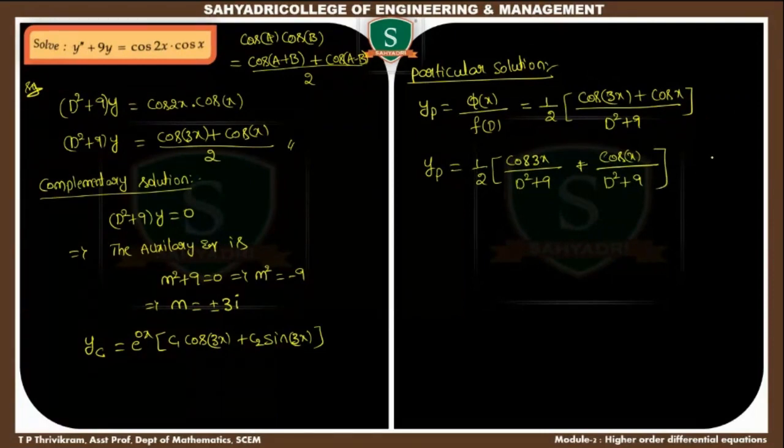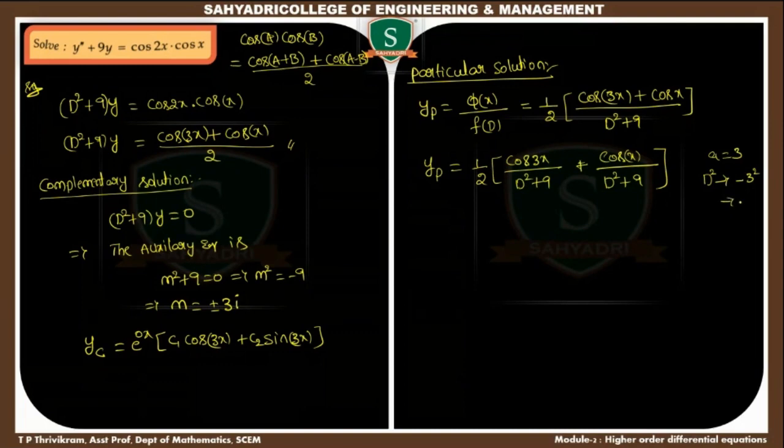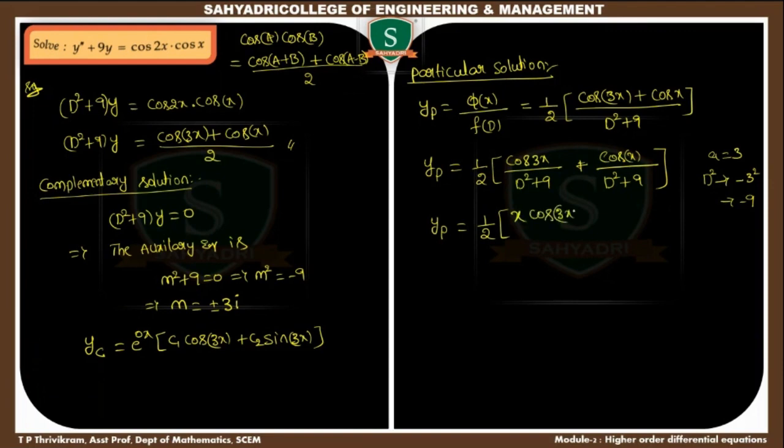In the place of D, for the first term we have a equal to 3. So in the place of D square we have to substitute minus 3 square, that means minus 9. But if we substitute minus 9, what happens? You are getting 0 in the denominator, right? Whenever you get 0 in the denominator, we multiply x in the numerator, cos 3x, and in the denominator, differentiate this function with respect to D. We'll get 2D.